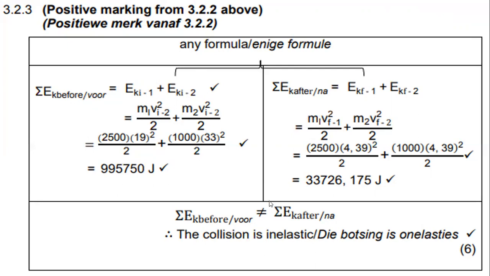But then you are forced at the end to make a statement there that gives a conclusion to this particular calculation. And the conclusion is by comparing the two kinetic energies. And because they are not equal, the total kinetic energy before is not equal to the total kinetic energy after, then we can conclude that the collision is inelastic. Right, so that is 3.2.3. This is a very important question. You will get it. They will definitely ask you, and you must be able to work with that all together.